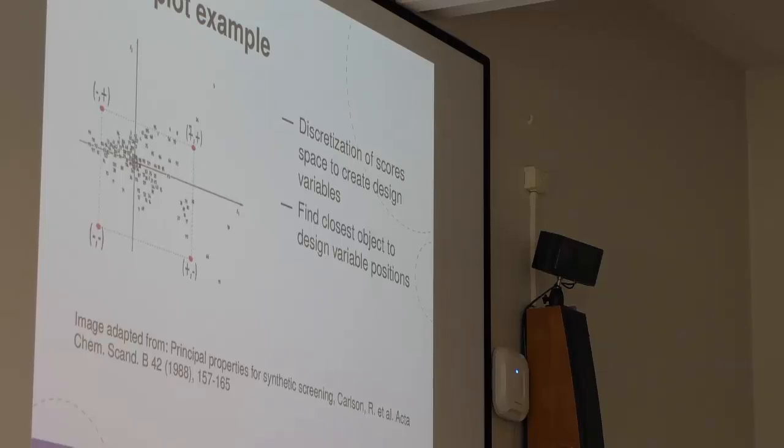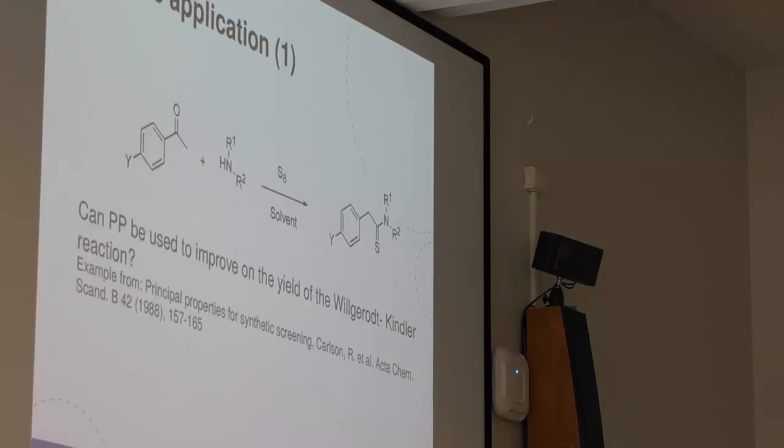In order to say that a selection corresponding to, let's say, plus minus, is supposed to correspond to an actual molecule, I need to find the molecule closest to that point. So that's how this is being done in practice. All right, so how can we use this?